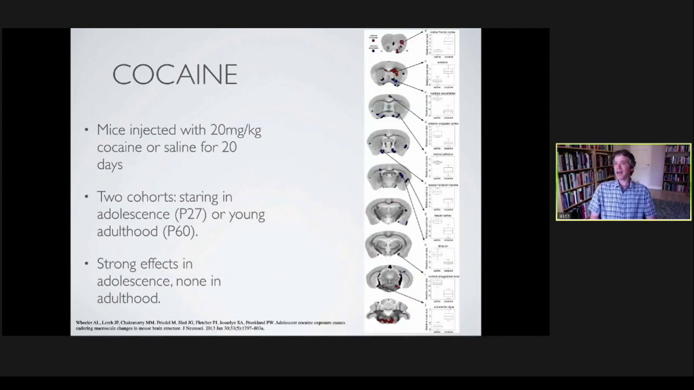Similar in an earlier study by Anne Wheeler, she looked at the effects of cocaine on brain shape. So in this case, mice were injected with 20 mg per kg of cocaine or saline for 20 days. And she again had 2 cohorts, starting in adolescence, so just before puberty or around puberty at 27, or in young adults at postnatal day 60. In the adults, there were no significant effects that we detected due to cocaine exposure at all, same 20 days, same dose. Whereas in adolescents, there were significant effects on the brain, distributed across the orbital frontal cortex, striatum, accumbens, anterior cingulate cortex, many of the areas you might expect would be involved in cocaine and similar types of sensitization.